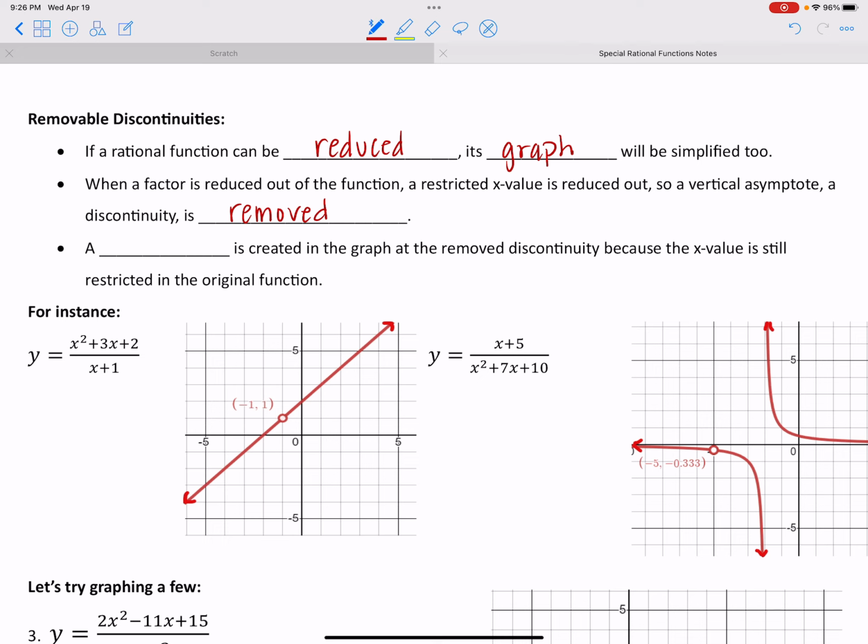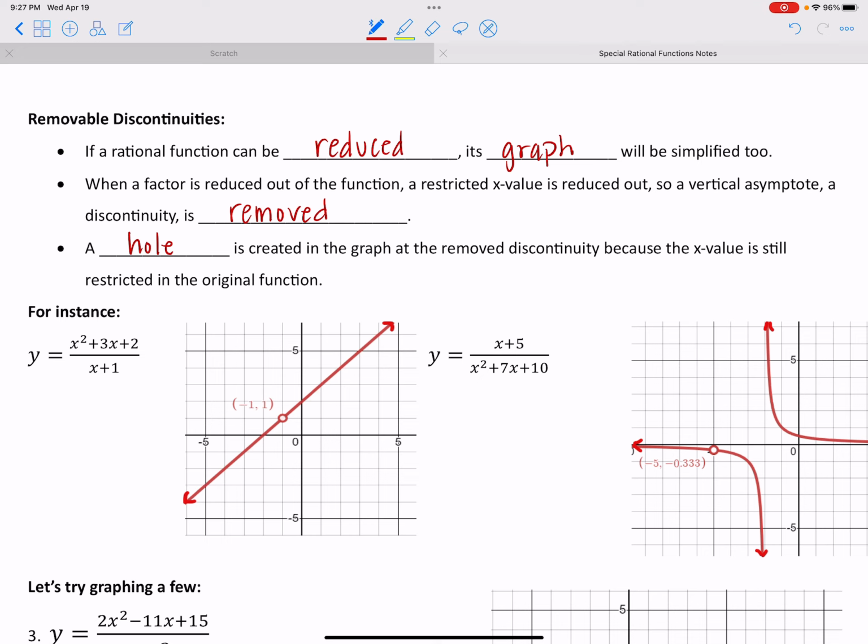It just doesn't affect the behavior of the new function, the simplified version, in the same way it would have had it stayed in. And so to show in the new graph that that x value is restricted, we make a hole in the graph. So a hole is placed or created in the graph at the removed discontinuity because the x value is still restricted from the original function. It just doesn't make an asymptote anymore because we simplified it out, we reduced it out.